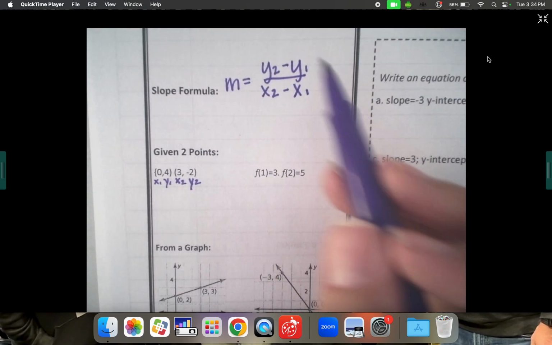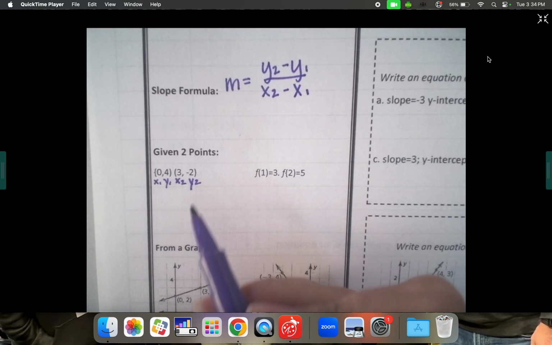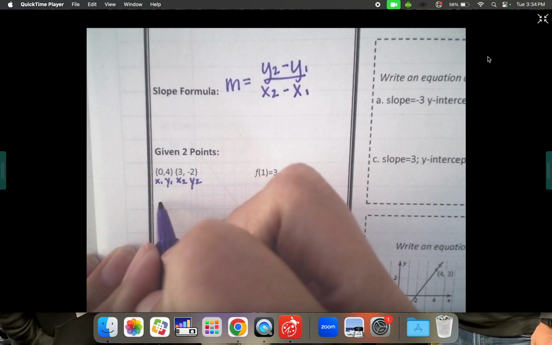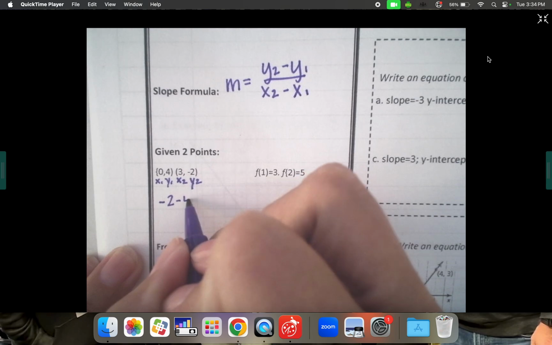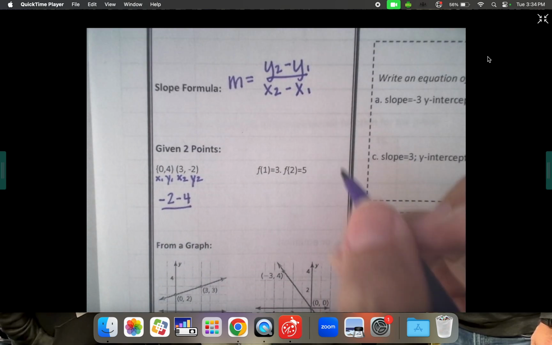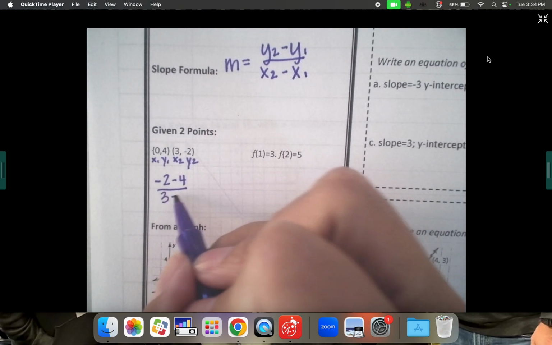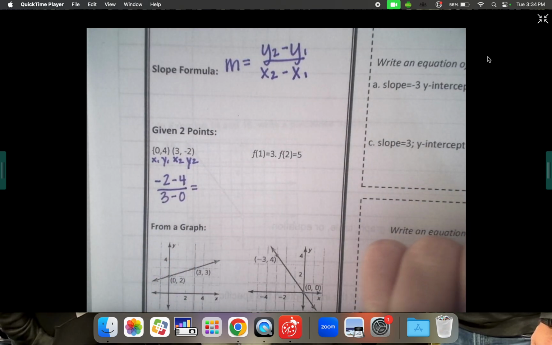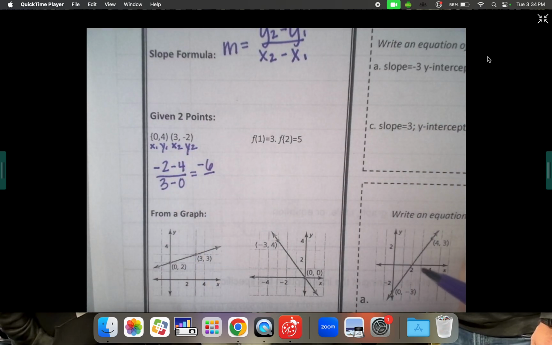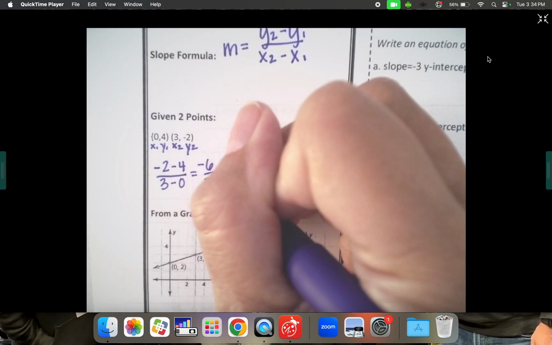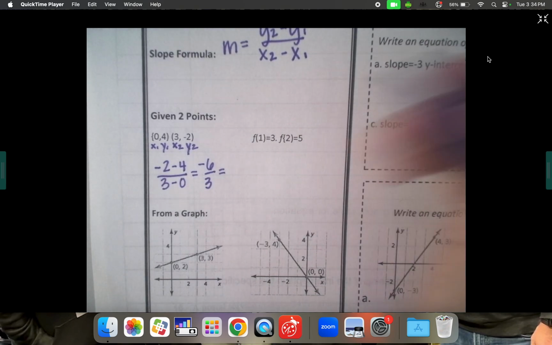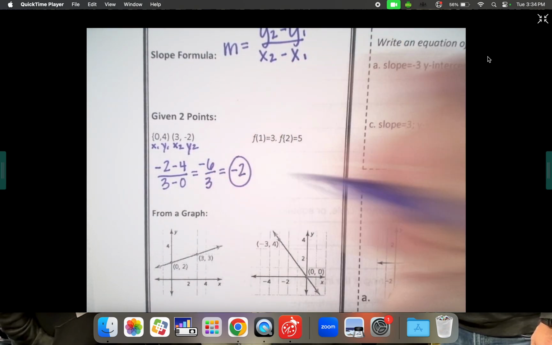So using this slope formula, let's see what the slope would be of these. I'm going to take my -2 minus 4 on the top, numerator, and then on the denominator, I'm going to put 3 minus 0. -2 minus 4 is -6. 3 minus 0 is 3. And we always simplify if you can. -6 divided by 3 is -2.